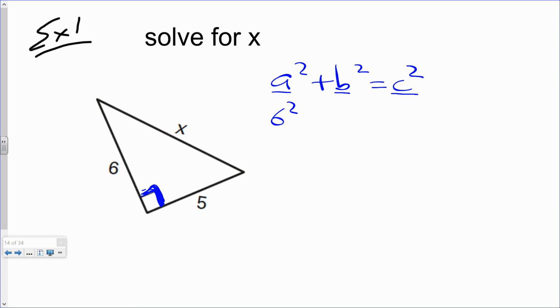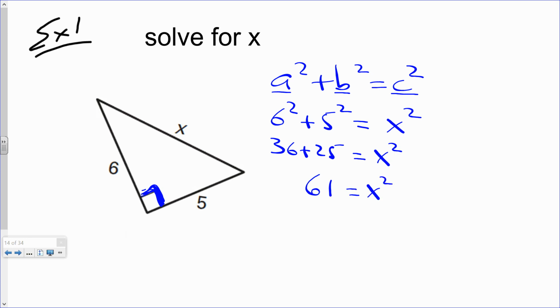So look at what I put. 6 squared plus 5 squared equals x squared in this case. Let's solve for x. Exactly. 6 to the second power is not 6 times 2, it's 6 times 6. 36 plus 25 is x squared. Let's see here. 36 plus 25, 61. 61 equals x squared.